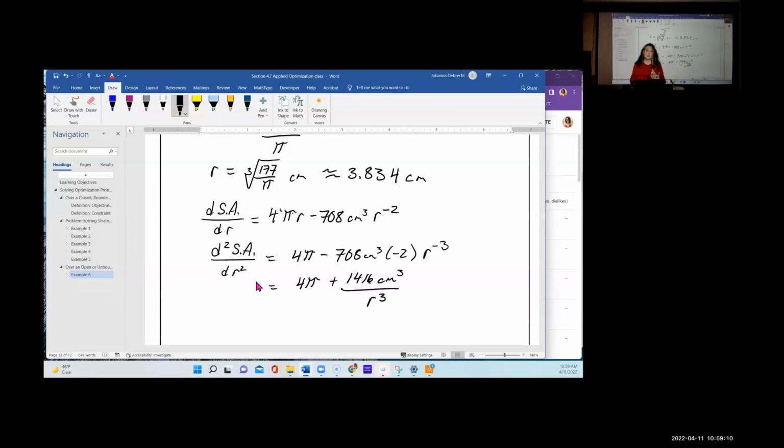Now the radius has to be strictly positive in order to have a can at all. It can't be 0 or a negative. So I know the denominator is always positive. 4 pi is always positive, and the numerator is positive. So it looks to me like this expression for the second derivative is positive no matter what the value of R is in our particular domain. So for R greater than 0, this is going to be positive, which means it's concave up, which means we have a relative minimum.